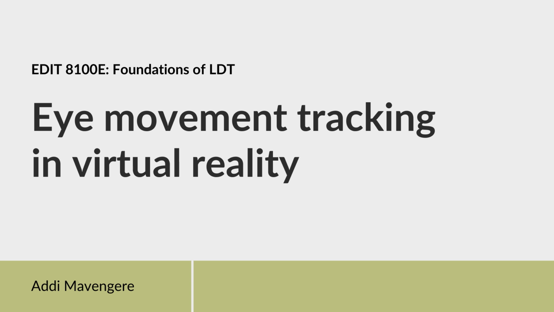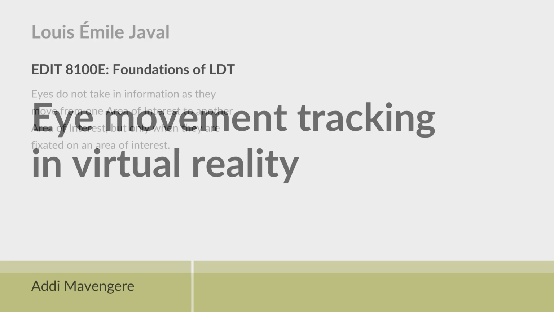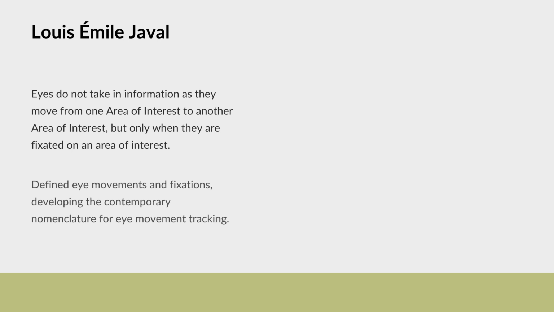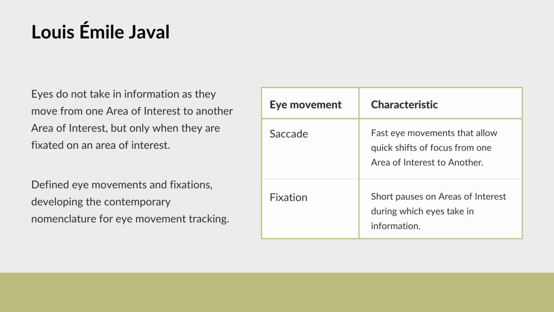Eye movement tracking emerged in the late 1800s after a French scientist by the name of Javal observed that eyes do not take in information as they move, but only take in information when they are stationary. Javal conducted research, and from that research, he noted distinct eye movements from which he was able to classify fixations and saccades. Saccades are the movements that eyes make.